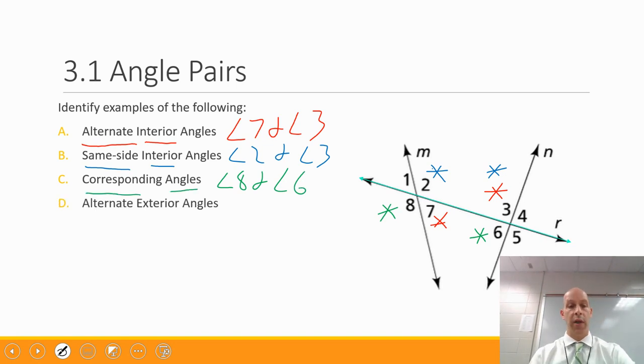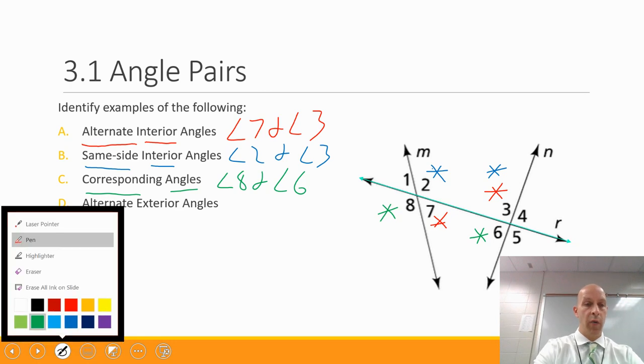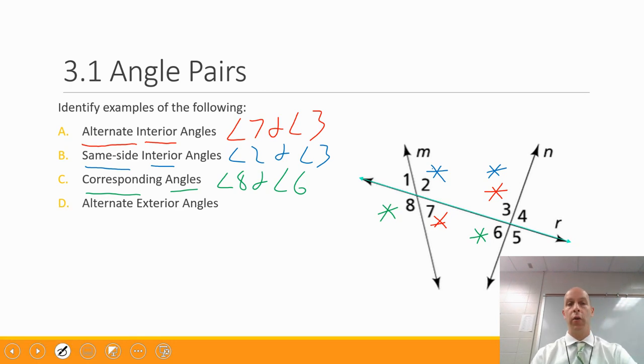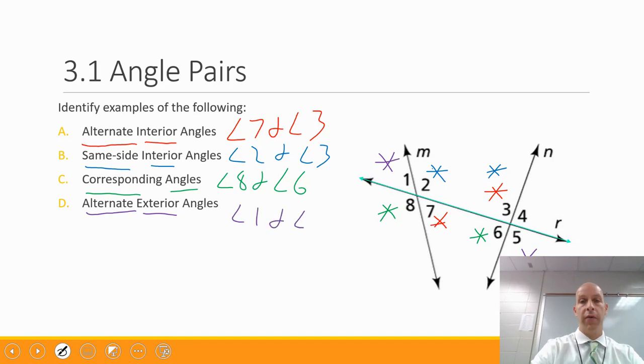And then there's one more type of angle pair with lines that students need to be aware of, and these are called alternate exterior angles. They have to be on different sides of the transversal again, and now they have to be exterior. In other words, they need to be outside of lines M and N. So those 2 examples could be angle 1 and angle 5.